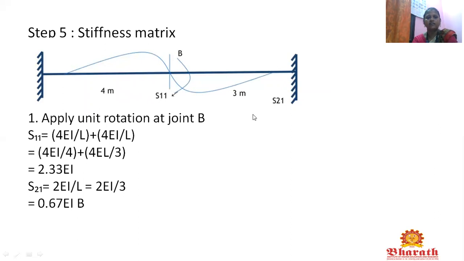Similarly, we have to consider the stiffness matrix for the C member. Here the stiffness matrix for the C member is S21. Here in B, we are taking stiffness matrix S11, and similarly in C, S21. The formula in such a case is 2EI by L. Substitute 2EI by L, and L here is 3 meters. After substituting the length, you get 0.67 EI.